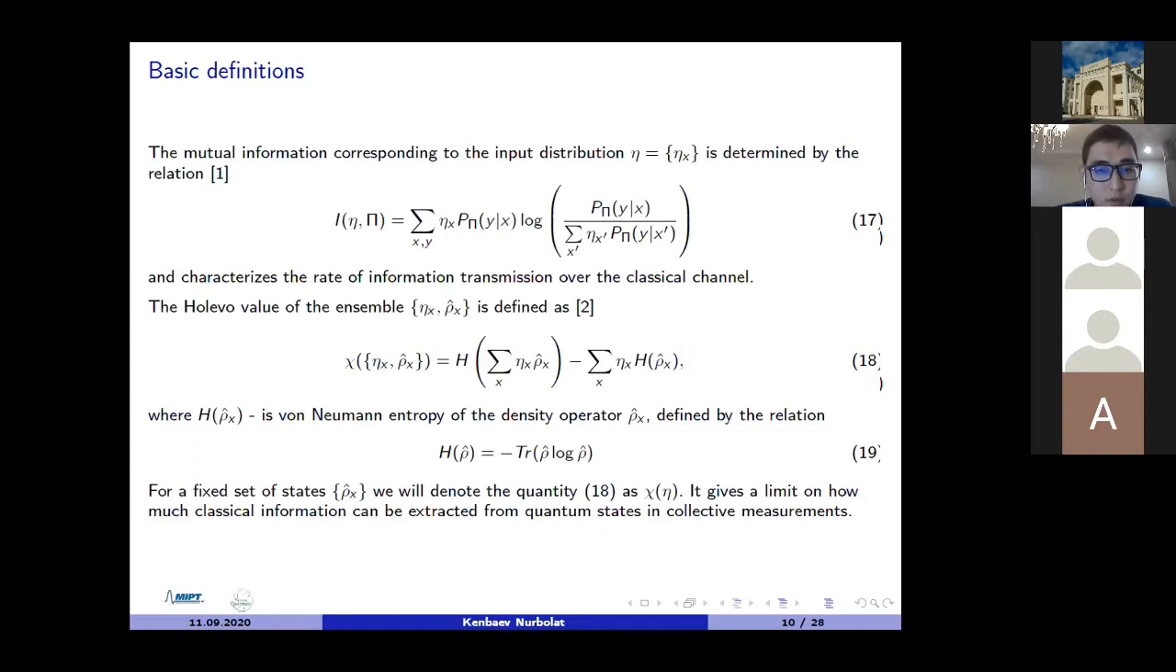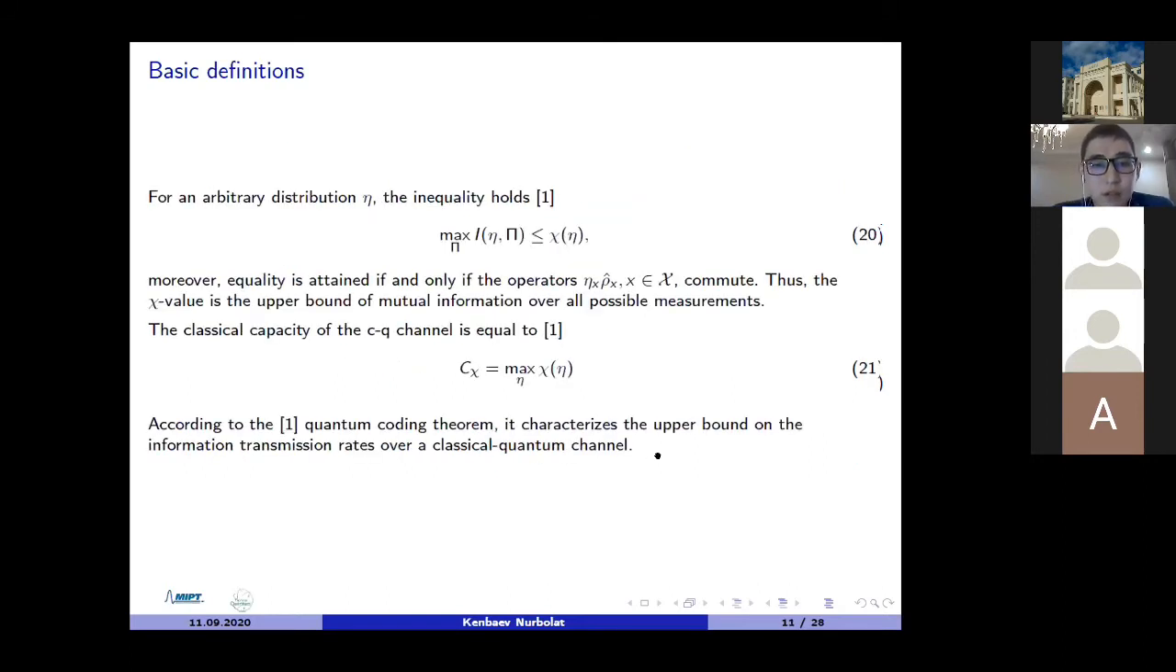The Holevo value of the ensemble eta_x, rho_x is defined as follows. It's the upper bound for mutual information, where H of rho is the von Neumann entropy of the density operator rho. And for mutual information and chi value, the following equation holds. That means that the chi value is the upper bound of mutual information over all possible measurements. And the classical capacity of the channel is equal to this. According to the quantum coding theorem, it characterizes the upper bound on the information transmission rates.